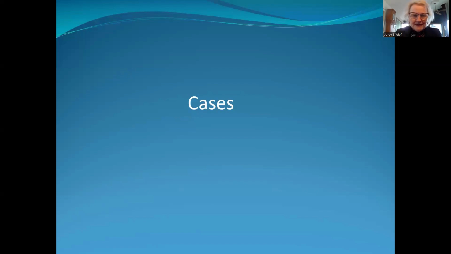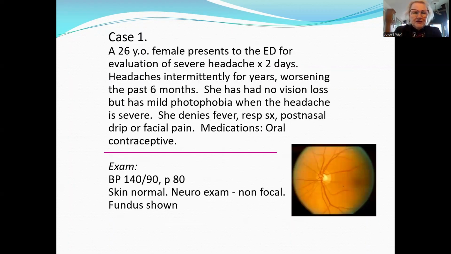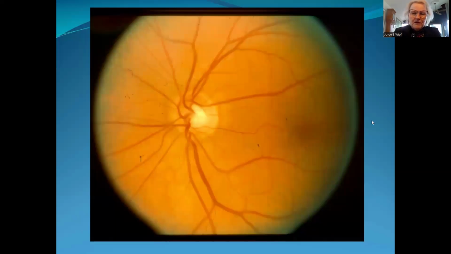So let's go into cases. Case 1, a 26-year-old female presents to the emergency department for evaluation of severe headaches for 2 days. Headaches have been intermittently present for years, worsening over the past 6 months. She has had no vision loss but has mild photophobia when the headache is severe. She denies fever, respiratory symptoms, postnasal drip, or facial pain. Medications include an oral contraceptive. Blood pressure 140/90, pulse of 80, skin normal, neuro exam non-focal, and her fundus we'll look at close up. So take a really good look at this.